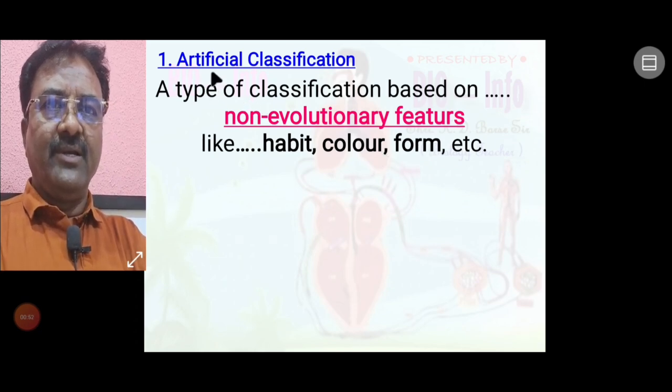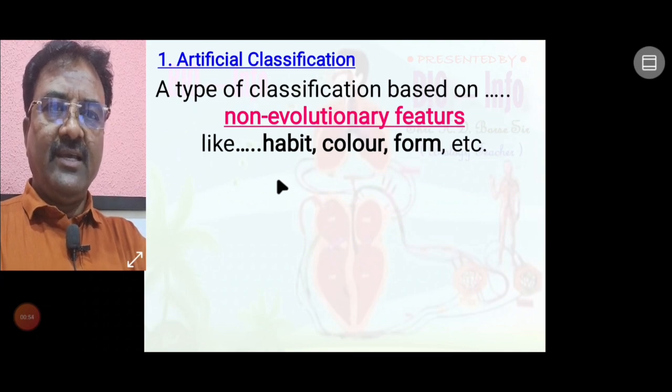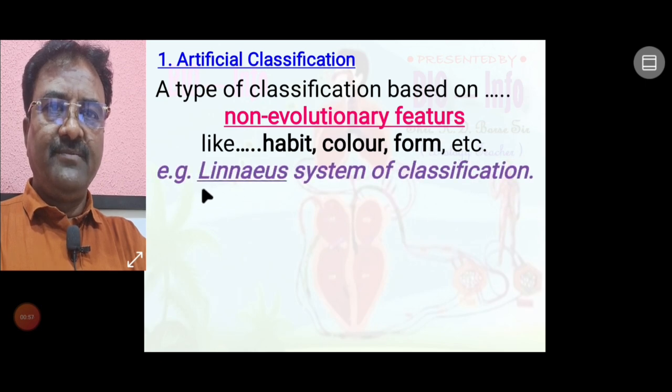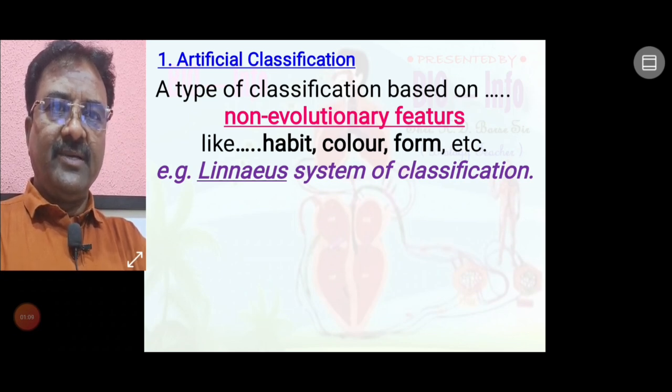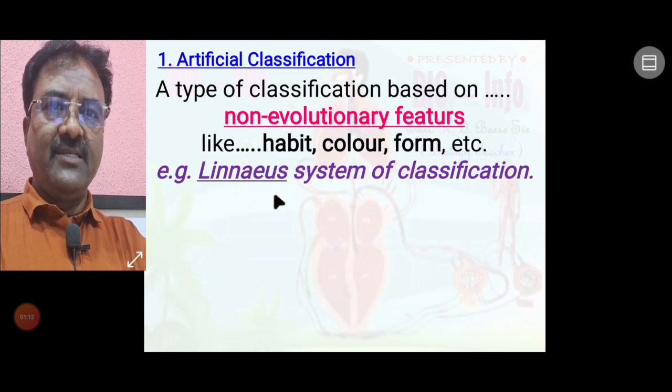Such classification is called artificial classification, and this classification was proposed by Linnaeus, so it is called the Linnaeus system of classification. Why is artificial classification called the Linnaeus system of classification? Because Linnaeus proposed artificial classification, and this classification is on the basis of non-evolutionary features like habit, color and form only.